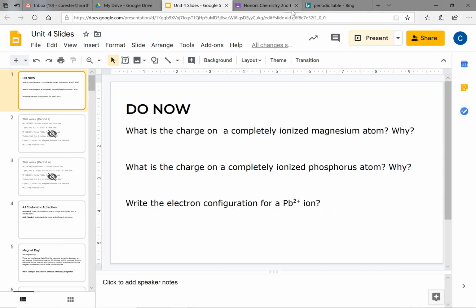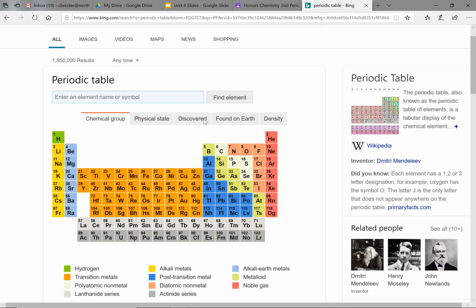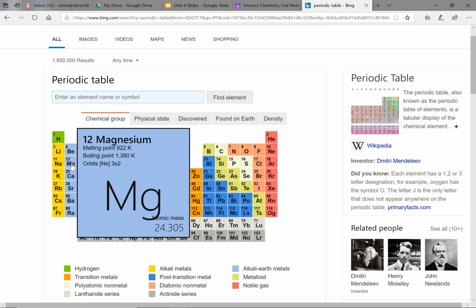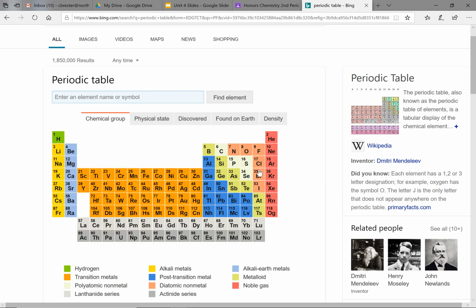If we take a look at the periodic table that I have here, we see magnesium is 12, and the nearest noble gas is 2 spots behind it, right? Magnesium 12, neon is 10. What if we go the other way? 1, 2, 3, 4, 5, 6 spaces is argon. So we can either gain 6 electrons or lose 2. Losing 2 requires less energy, so magnesium is going to be 2 plus.